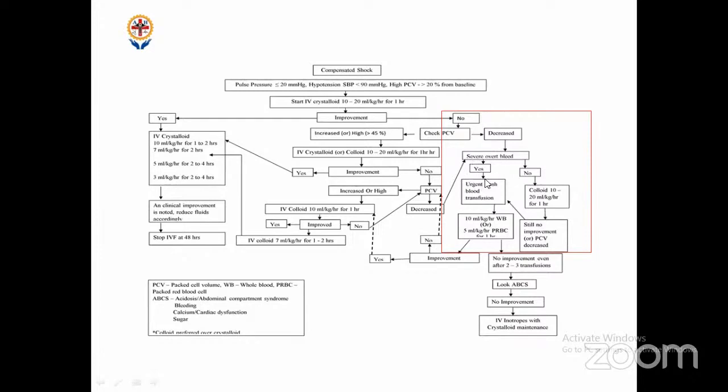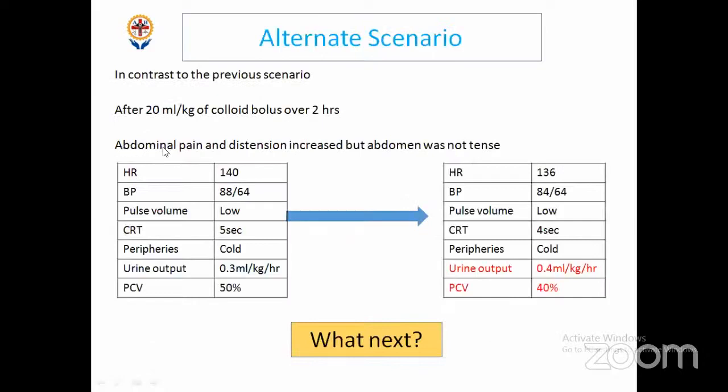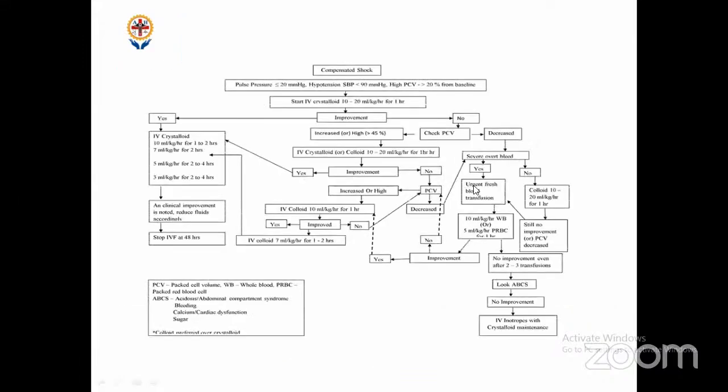But what made us suspect occult bleed here? This point: abdominal pain and distension. So any child with severe abdominal pain which is worsening with fluid resuscitation, think of internal abdominal bleeding. Pain can be there from admission, but if it is worsening with fluid resuscitation, that means it is bleed. Think of that with dropping PCV. So that made me think of occult bleed here.